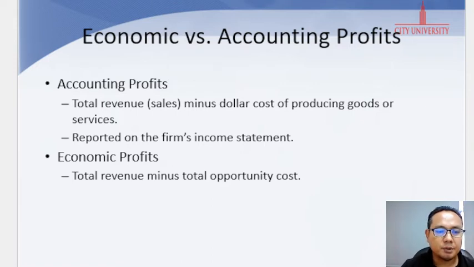And so economic profits, you can see from there, is total revenue minus total opportunity cost.